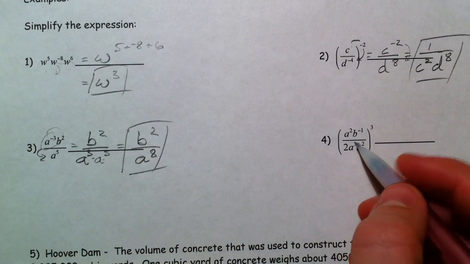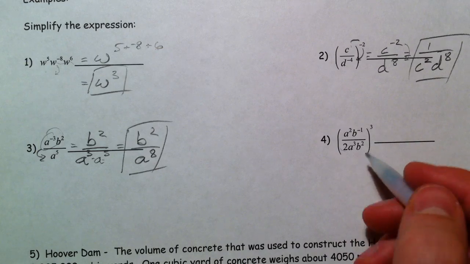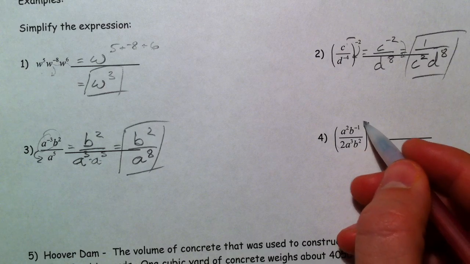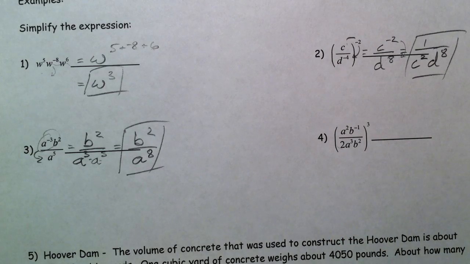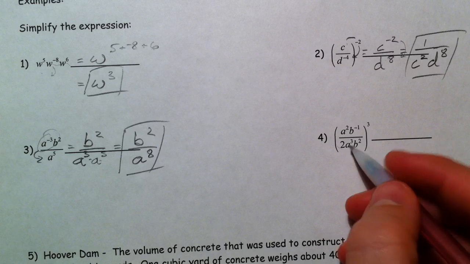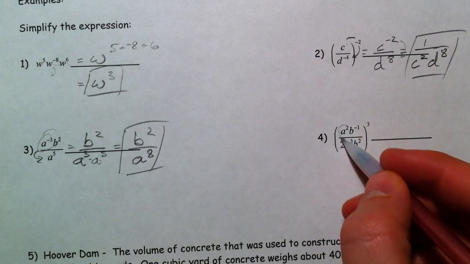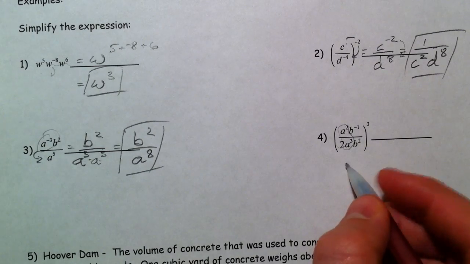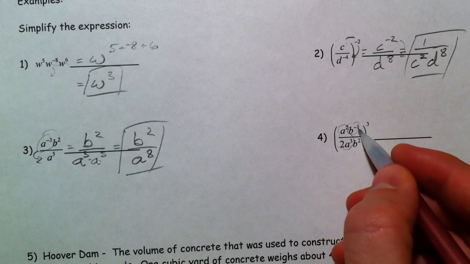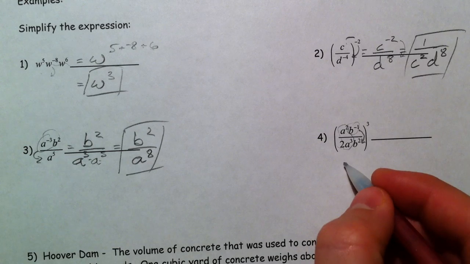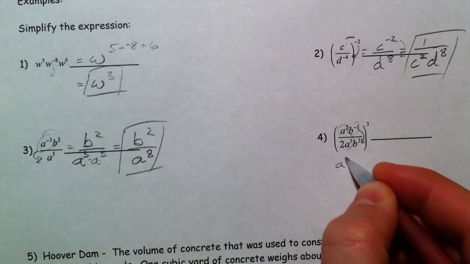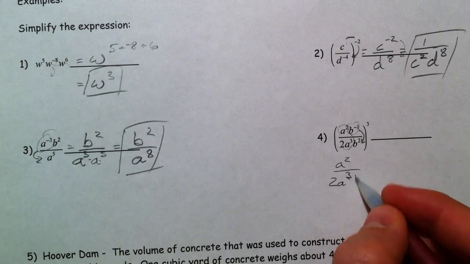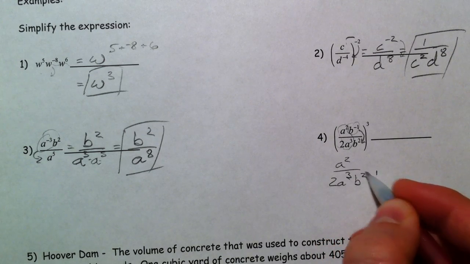Alright, this next one. I'm going to simplify the inside first, and then take care of the cubed. You could also take care of the cubed first, but there's just less multiplying to do if you simplify the inside. So looking at the a's, a squared and a cubed. And looking at the b, I'm going to bring the b down. So a squared over 2a cubed, b squared, b to the positive 1.